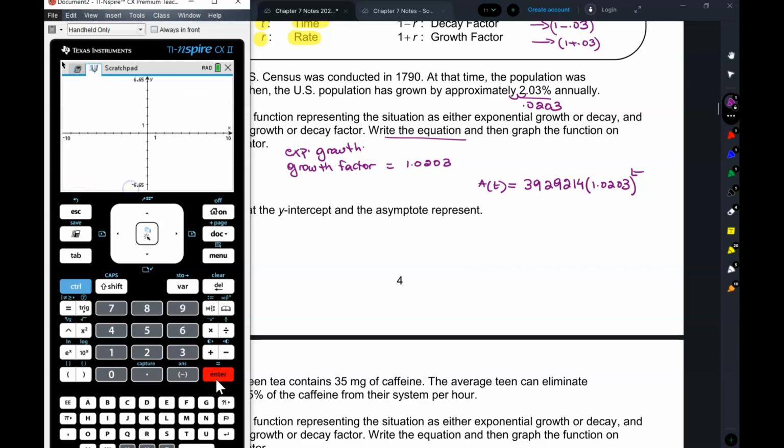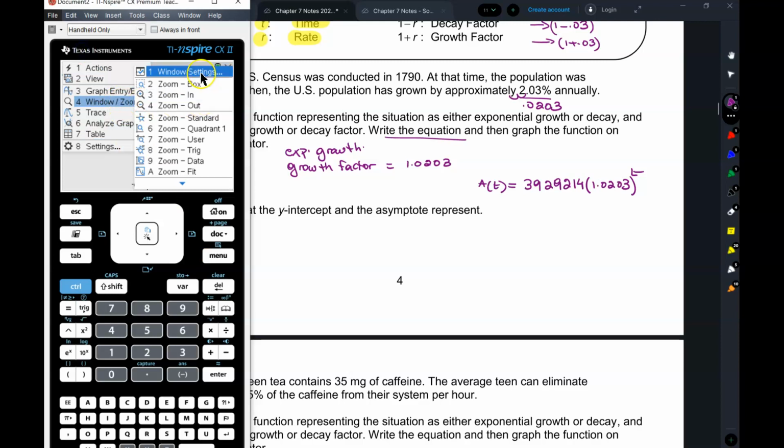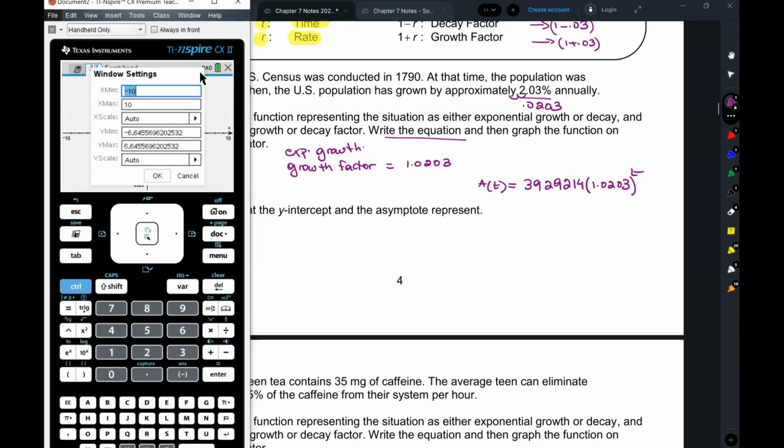All the way on the left. You're not going to see anything because these are values like y equals 1, 2, 3. So here's what you want to do. You want to go to menu, window, zoom. Let's go to window settings. So the x-axis represents the time, right? We want to make that go from 0 to, let's say, what year was this?